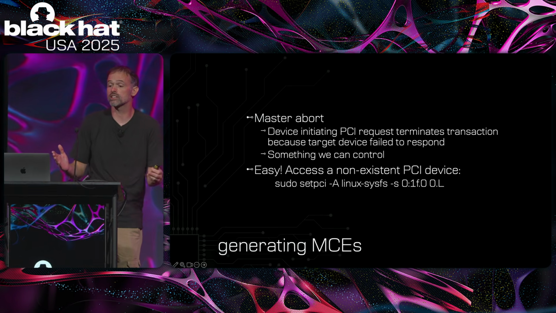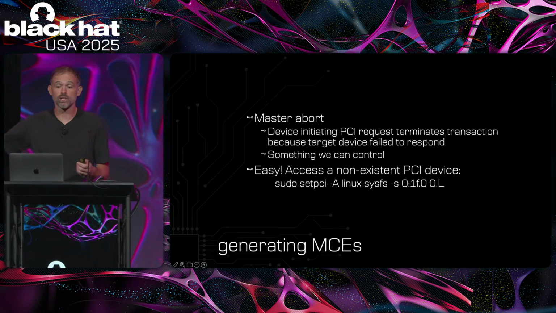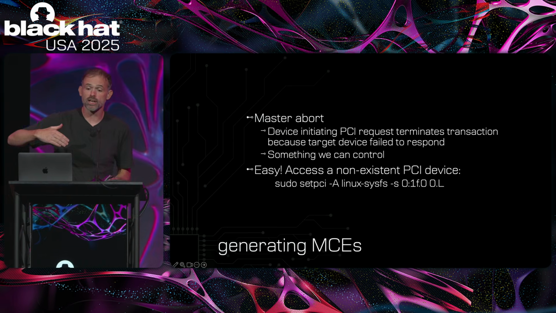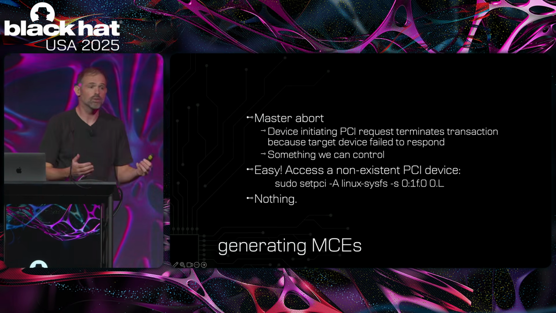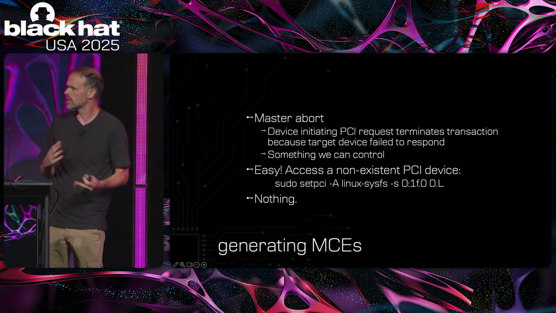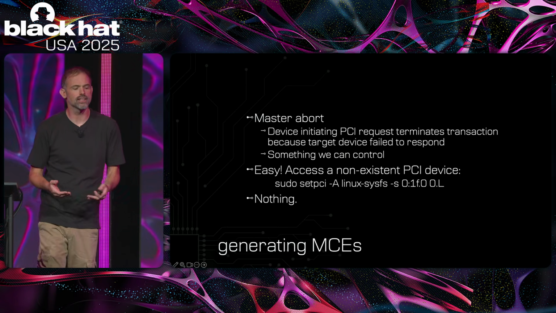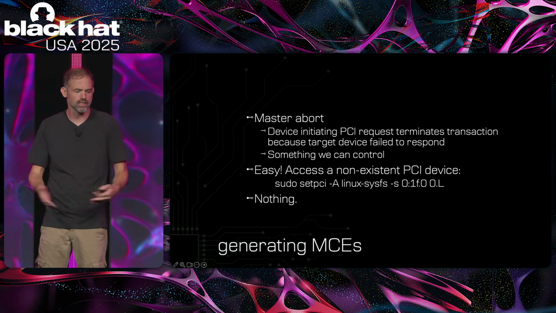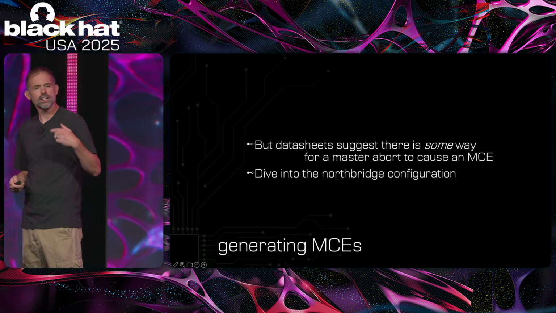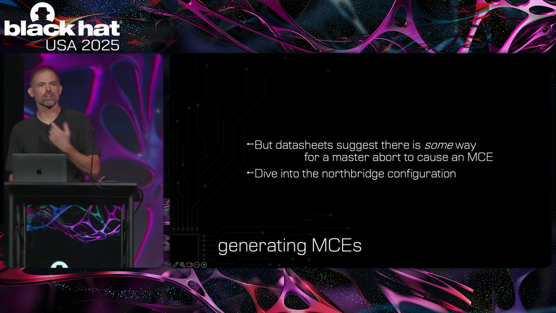So even just from the Linux command line, we can do this with setpci. We can try to talk to a PCI device that we know doesn't exist, and we should get a master abort signal. But when I try this, well, we probably get a master abort, but we certainly don't get a machine check, which isn't really surprising. That would kind of defeat the purpose of machine checks if they just occurred from such benign things like this. They're supposed to be catastrophic, not just everyday things. But still, the data sheets suggest there's some way for a master abort to cause a machine check.